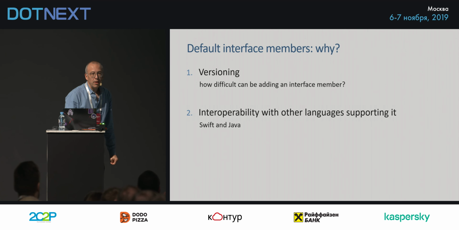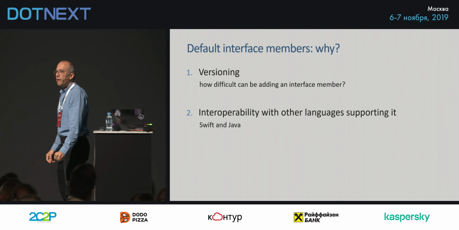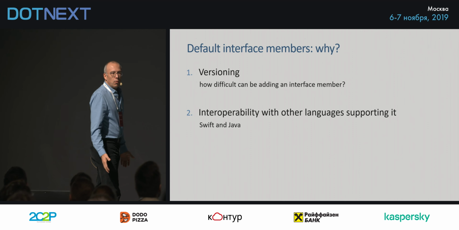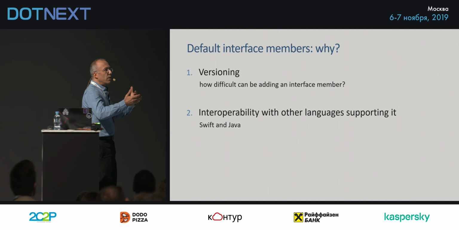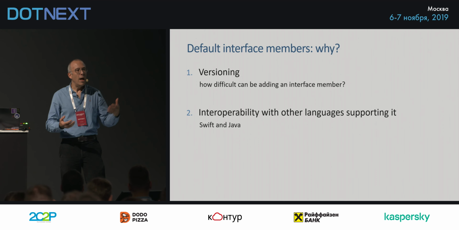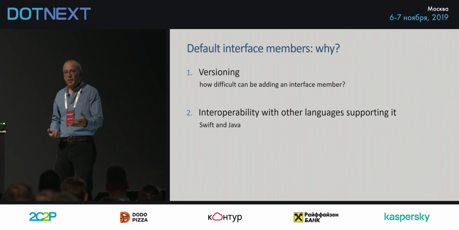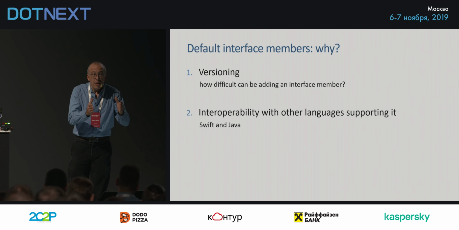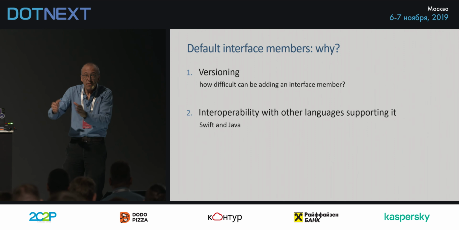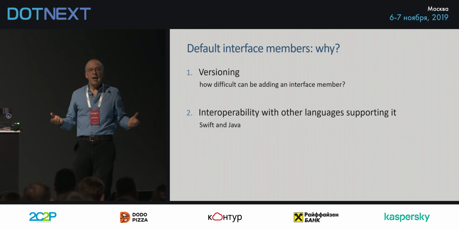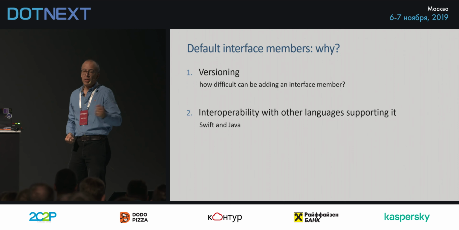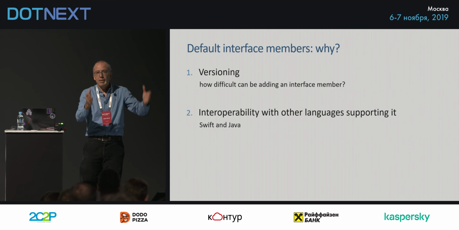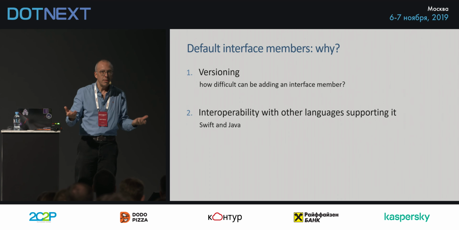Number two, interoperability with other languages supporting it. That's super important because we live in a mixed world. We want our applications to play well with others. Many companies that write libraries want these libraries to be written in many different languages because they go on many different platforms. What if I have to ship my library on .NET and then on iOS and then Android? At least the patterns should be pretty much the same, otherwise I get lost very quickly.